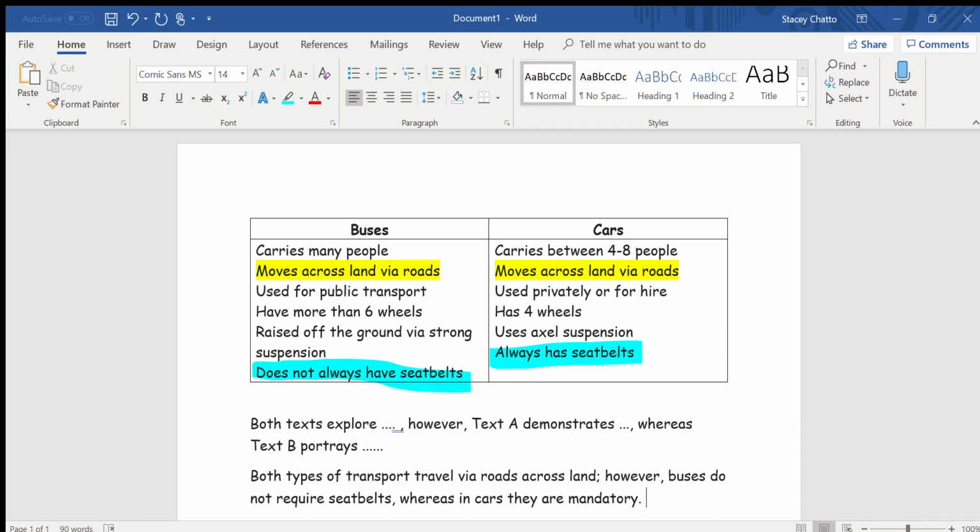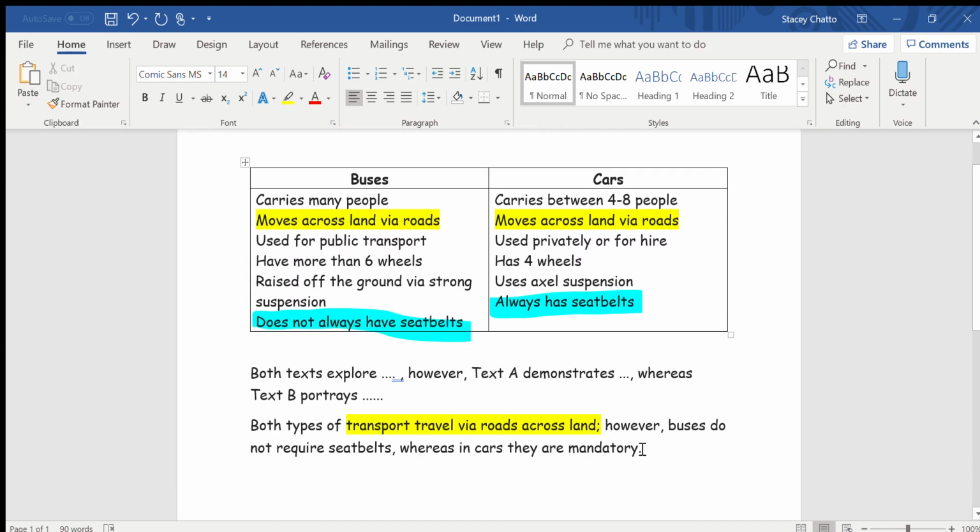This is identifying what is the same. So this is the same. And this is different. This is the types of sentences we're going to be using. This would be like your topic sentence, or it would be in like the center of your paragraph.